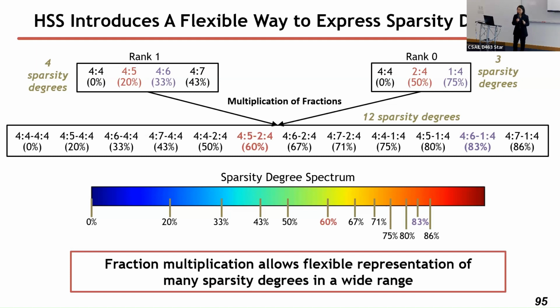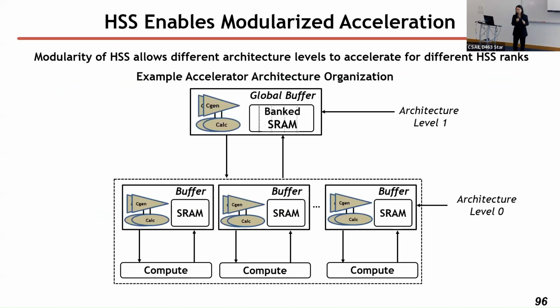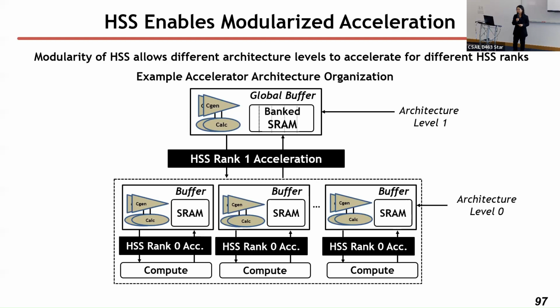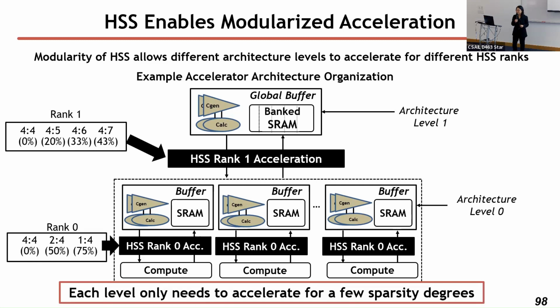So in addition to the flexibility, the nature of HSS also enables modularized acceleration in hardware. And we are going to use this example accelerator architecture organization again, where each level in the architecture will be called an architecture level. And naturally, because we have multiple ranks in HSS, we can implement the acceleration next to different levels in the architecture. So for example, next to global buffer, we can implement the acceleration for rank 1. And next to buffer, we can implement the acceleration for rank 0. And using our previous example, the rank 1 will only need to support 4 degrees, and rank 0 only needs to support 3 degrees.